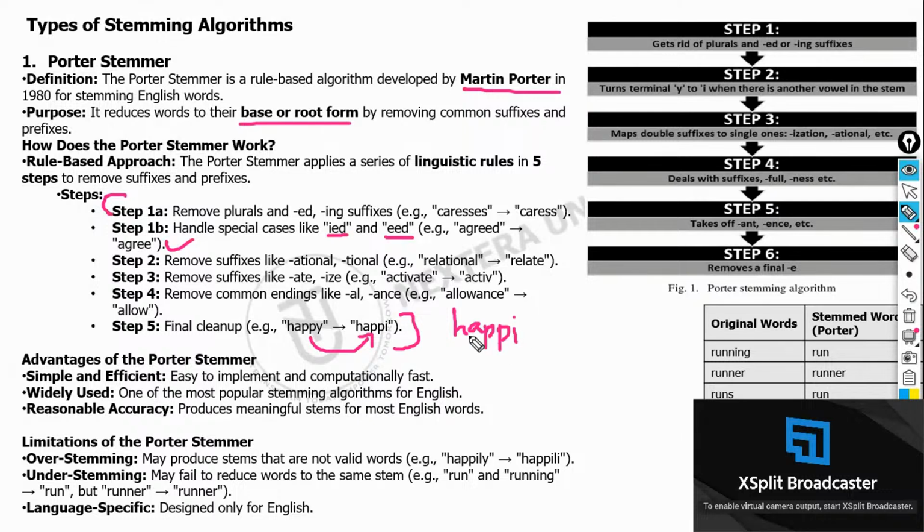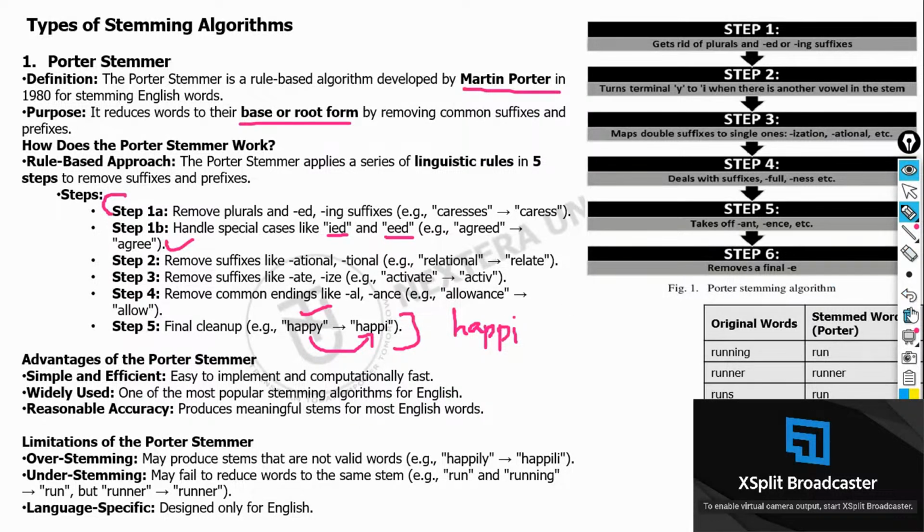Happy, happy. This is the English word happy. So, you know, this is accepted. But what does "happi" mean? There is no word with this particular name. Right? So the same issue we observe in Porter stemmer as well.